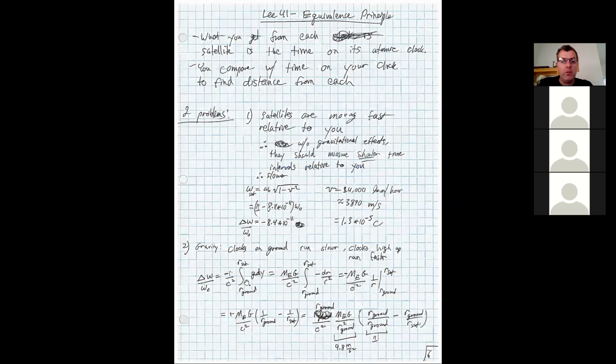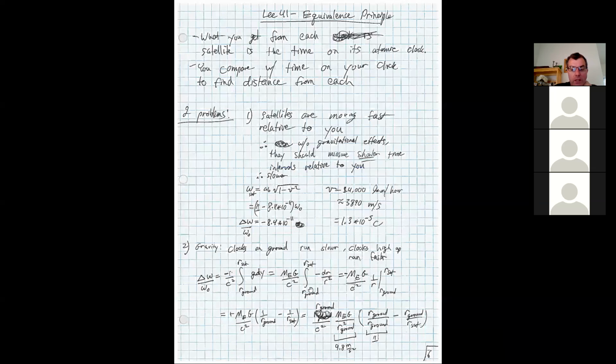Then there's a discrepancy due to gravity. By the way, this would make the clocks above us run slower because they're moving relative to us. They're going fast relative to us. So special relativity would make them run slower. General relativity makes them run faster. We have to compute the difference between those two effects. General relativity, well, delta omega over omega naught is minus 1 over c squared integral of g delta y. So we integrate minus dr over r squared. We've got the mass of the Earth times big G over c squared.